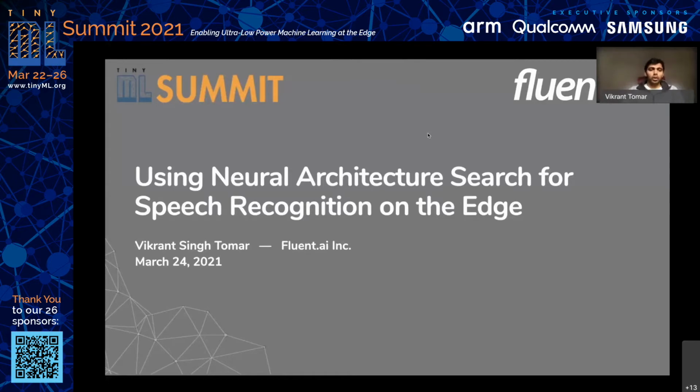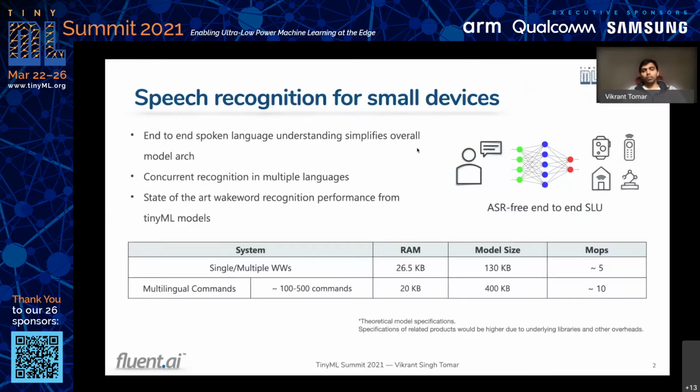I'm going to talk about the work the Fluent team has been doing in neural architecture search for bringing speech recognition to very low power devices with new functionalities. Before jumping into neural architecture search, let me set the stage by providing some background. What kind of devices are we targeting? What do we mean by low power devices? We're targeting devices like a remote control or a wristwatch, which run on very low power platforms and also have to run on batteries for a long amount of time.